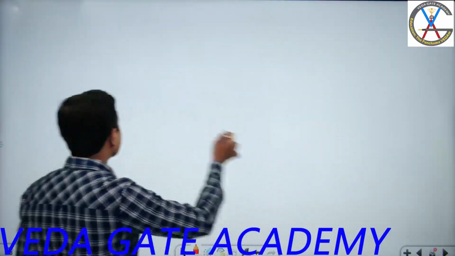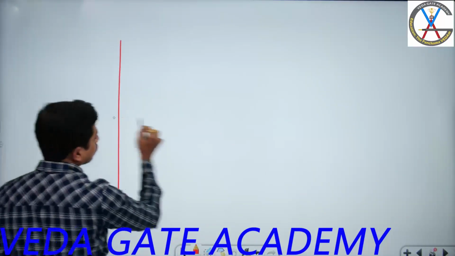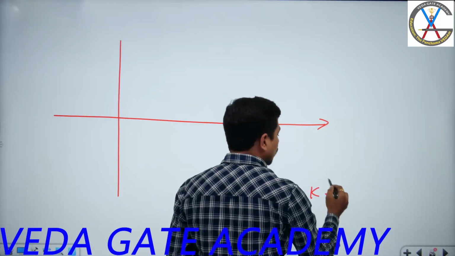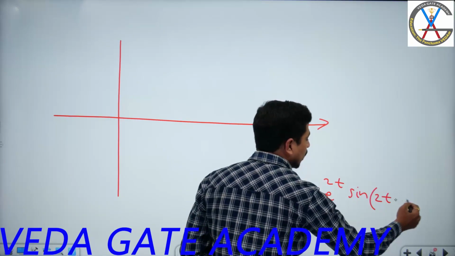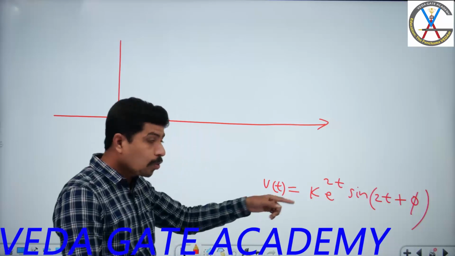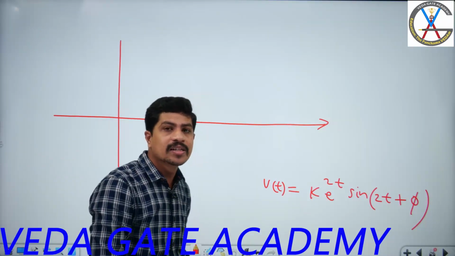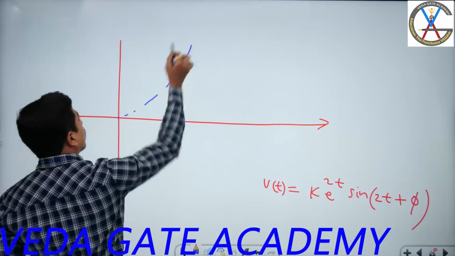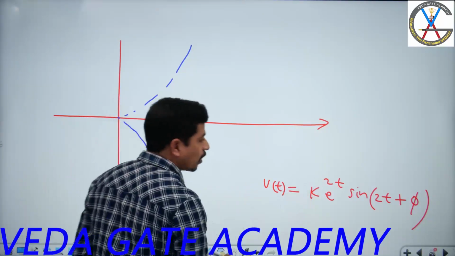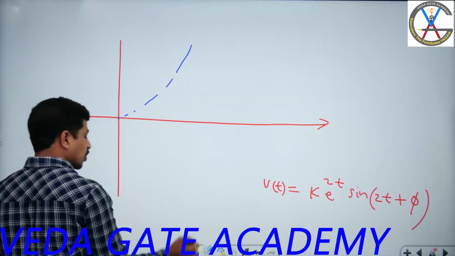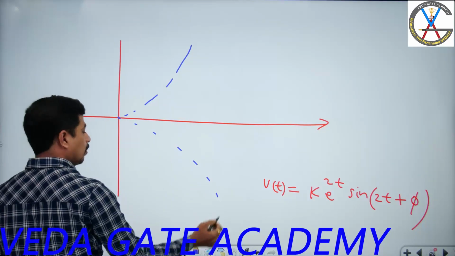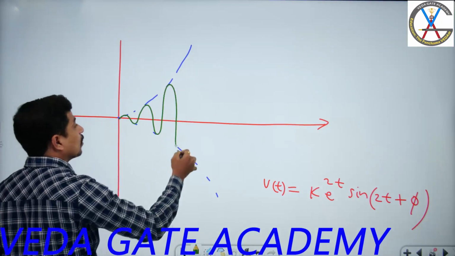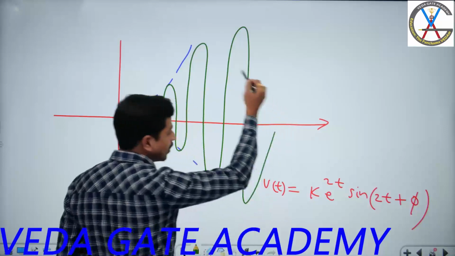How will exponentially increasing exist? We'll take the function also. v of t is equal to some k into e power 2t into sine of 2t plus phi. E power 2t is increasing exponentially. Let's draw its envelope. Exponential increment will be like this, and a sinusoidal. It has to increase exponentially, but the waveform is sinusoidal. Now let us draw that waveform. Observe, the waveform is increasing exponentially but making sinusoidal oscillations.